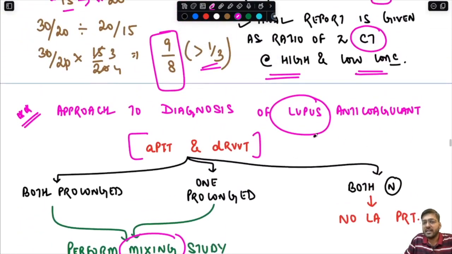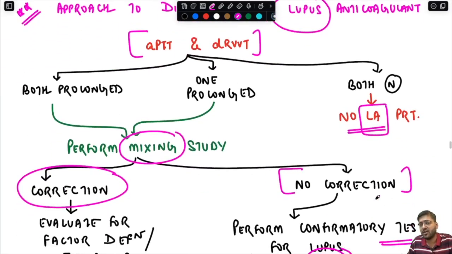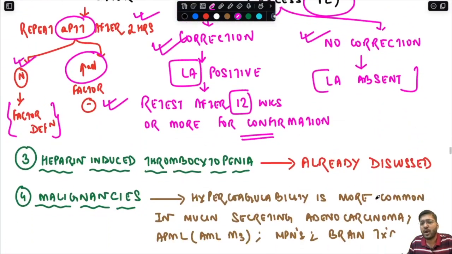Okay, so this is the first step. Now in the first step only, if both APTT and DRVVT are normal, then no lupus anticoagulant is present. So this is the very important flowchart with regards to the diagnosis of lupus anticoagulant. Okay, I hope you have understood this point in detail.